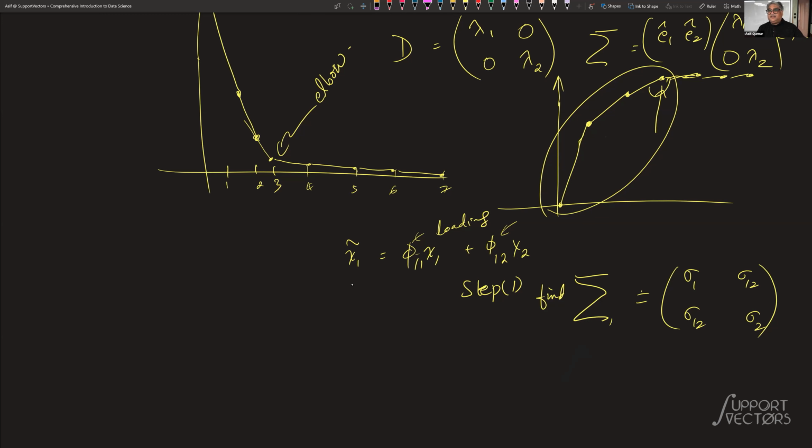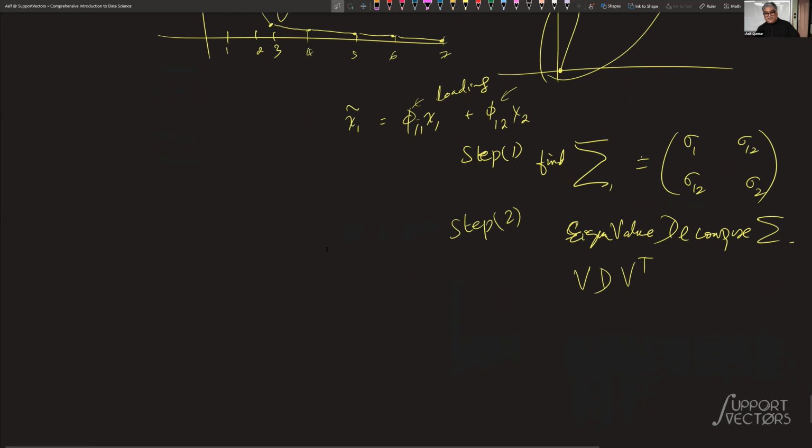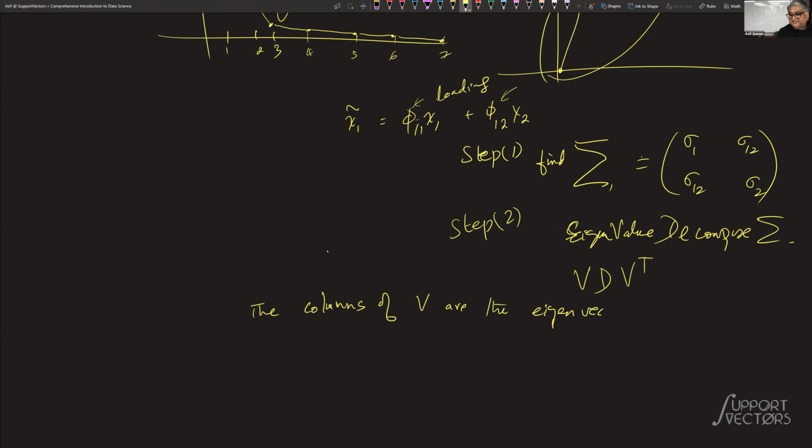So once you have done that, then step 2, eigenvalue decompose sigma. So you will end up with V D V transpose, right? Now the columns of V are eigenvectors, right? So these are the 2 steps. That's it.